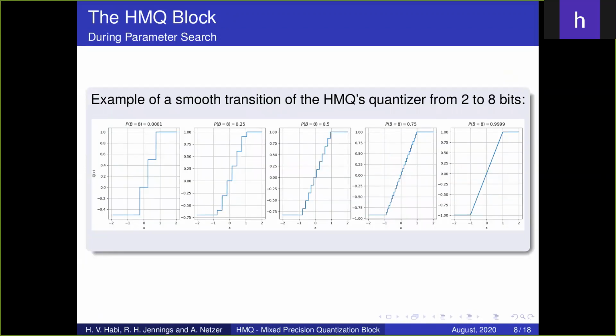Here we present an example in which the HMQ search space consists of two solutions with a constant threshold and two bit width options, 2 and 8 bits. In this figure, we show a smooth transition of the quantizer between the 2-bit solution on the left to the 8-bit solution on the right.